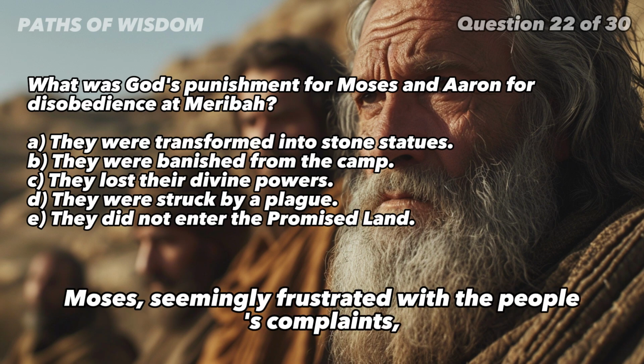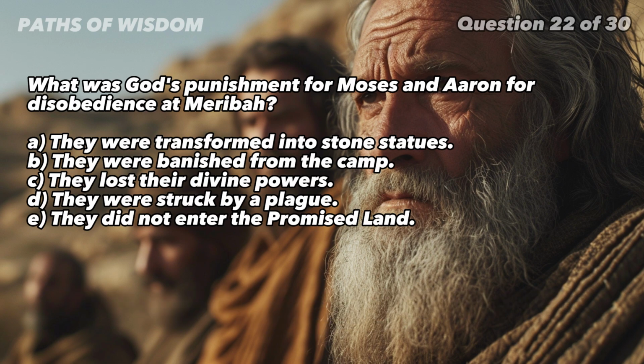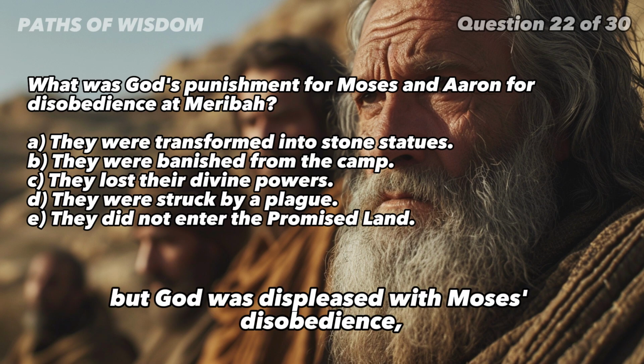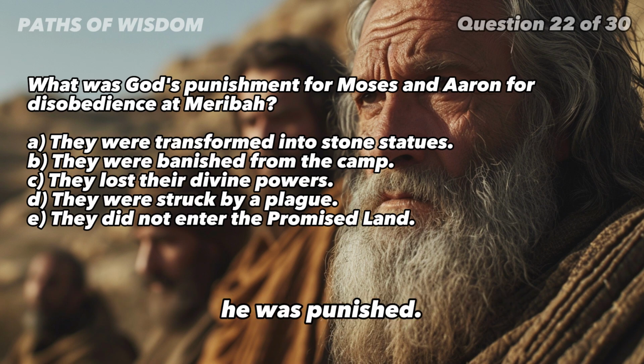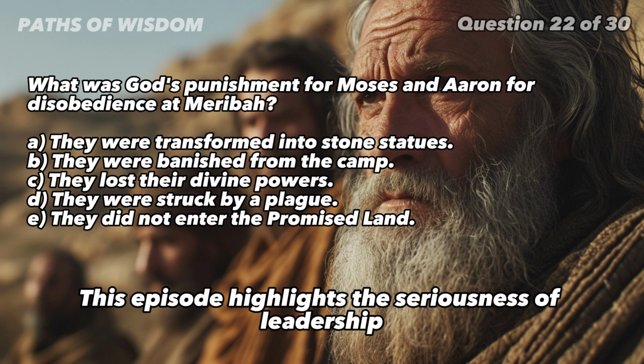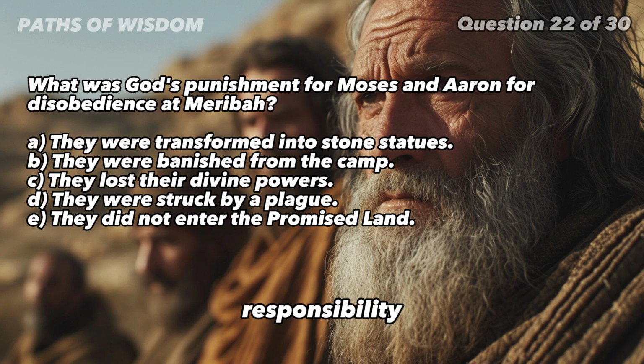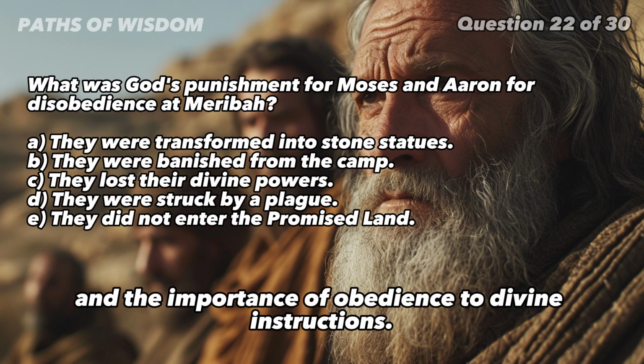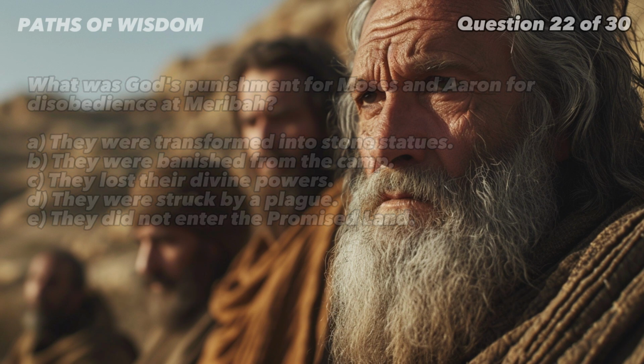However, Moses, seemingly frustrated with the people's complaints, instead of speaking to the rock, struck it twice with his staff. Water came out of the rock, but God was displeased with Moses' disobedience, and as a result, he was punished. This episode highlights the seriousness of leadership responsibility and the importance of obedience to divine instructions.